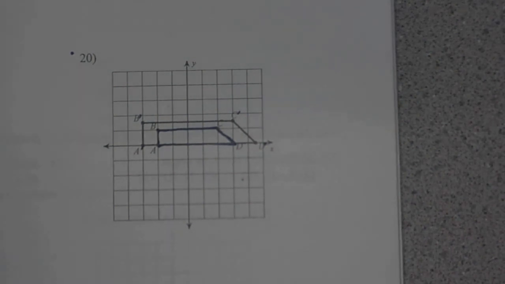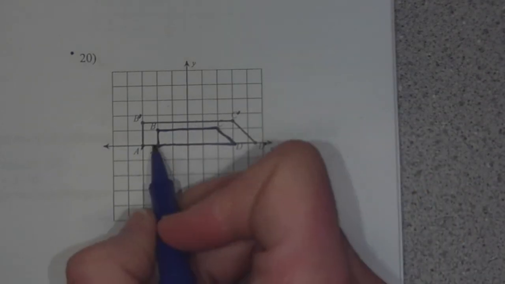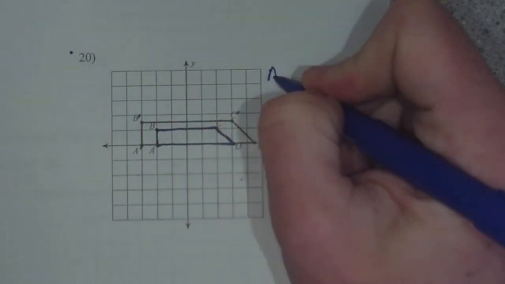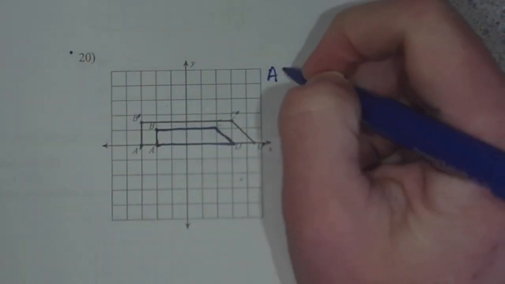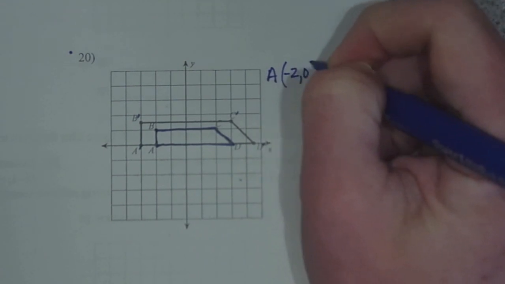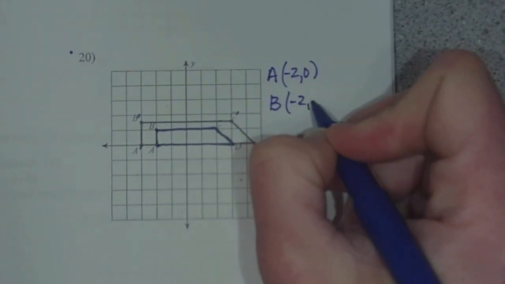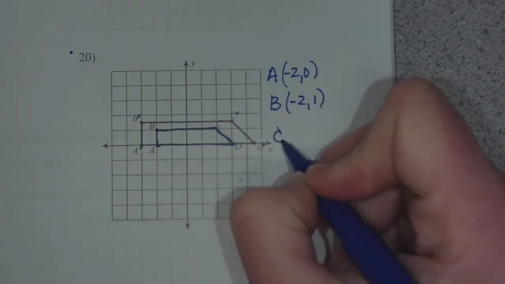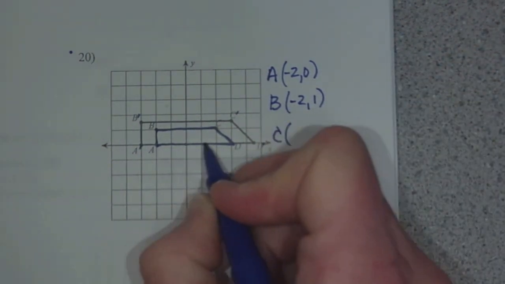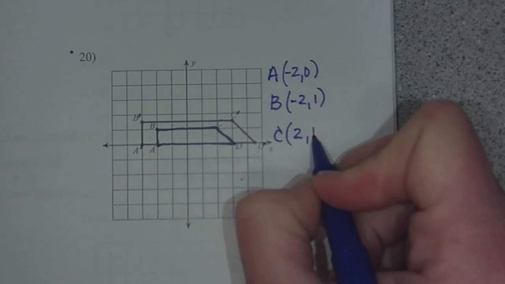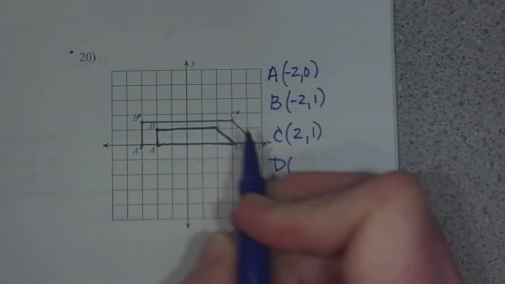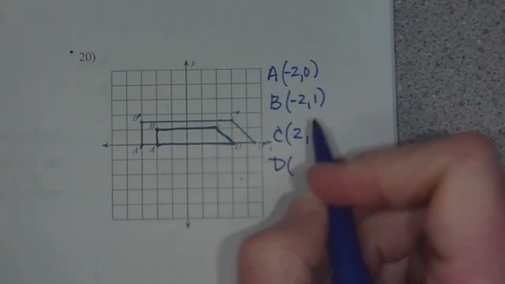Okay, so what you want to do is write down all of your ordered pairs, and then you can look at it and see what happened to those numbers. So for A, we have negative 2, 0. And then B, we have negative 2, 1. For C, it looks like we have 2, 1. And for D, what do we have here? We have 3, 0.